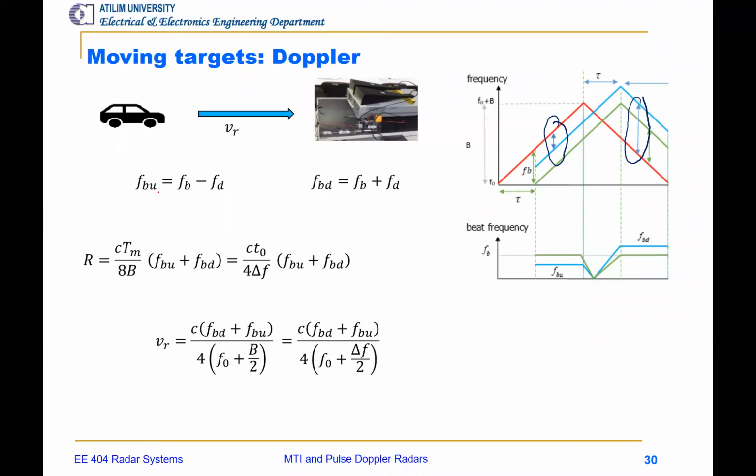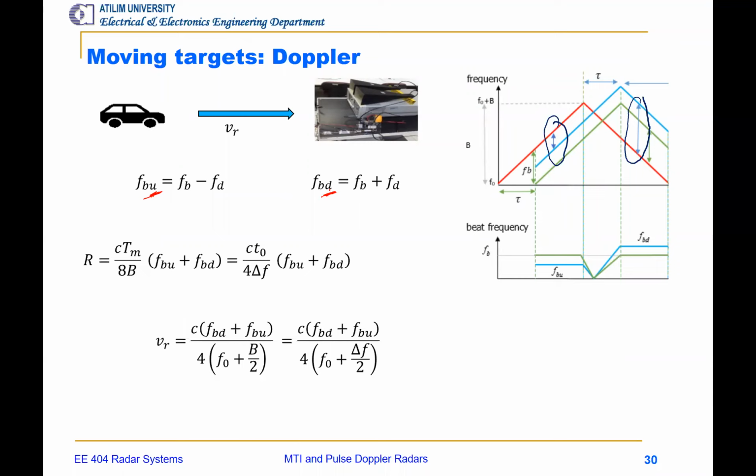Okay? Uplink. So FBU, the uplink bit frequency, and the downlink, or down bit frequency. One is due to the positive slope of the triangle. One is due to the negative slope of the triangle. So these have different values. They are not the same.